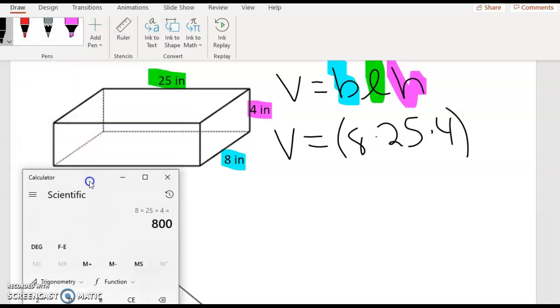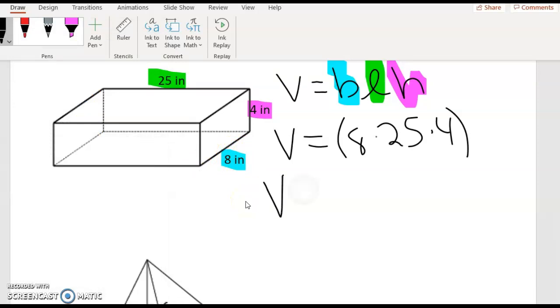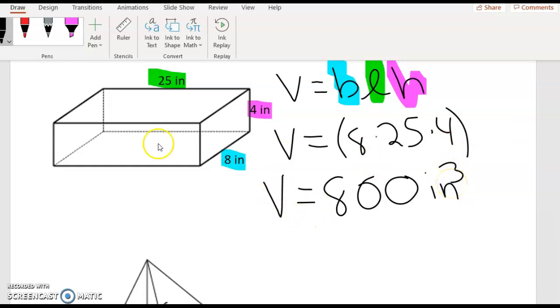That's going to give us 800. And it's measured in inches. We can see that right there. So our volume is going to equal 800 cubic inches, or inches to the third power is how we're going to write it. Okay, that's what this means. This 3 exponent right here means cubic inches.